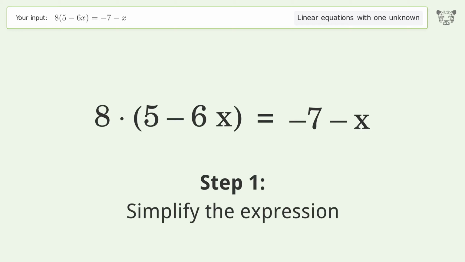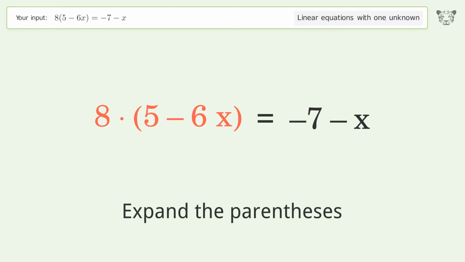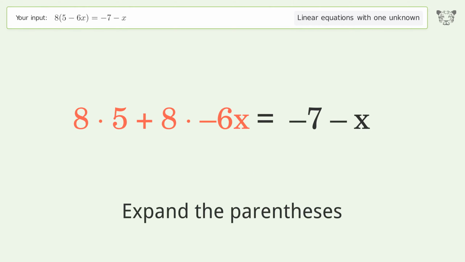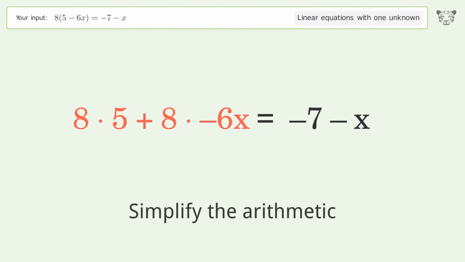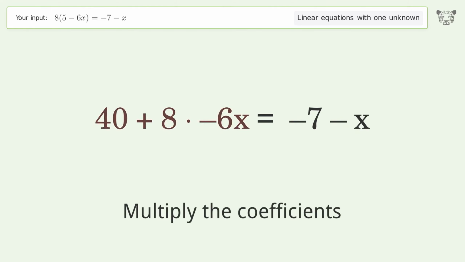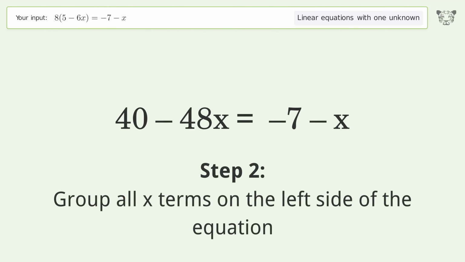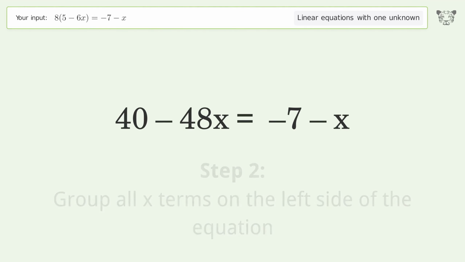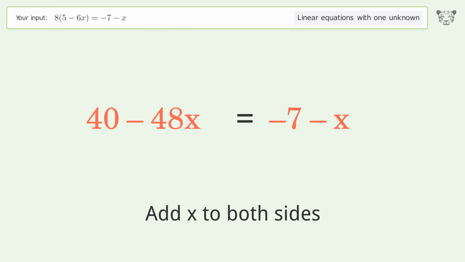Simplify the expression. Expand the parentheses. Simplify the arithmetic. Multiply the coefficients. Group all x terms on the left side of the equation. Add x to both sides.